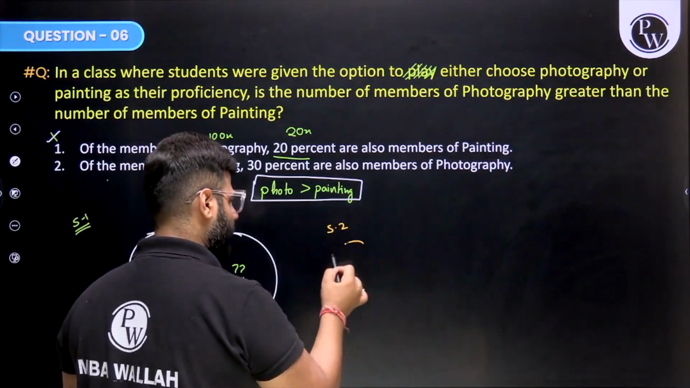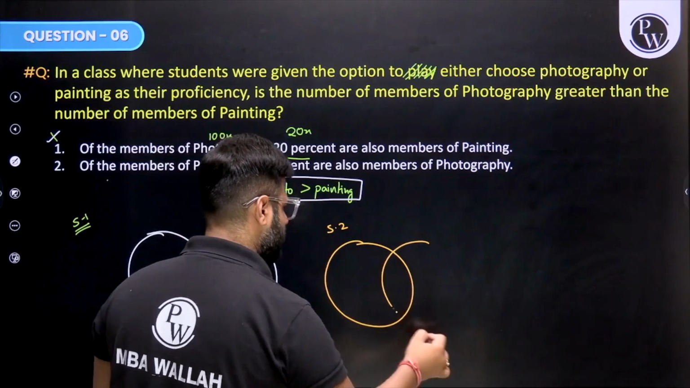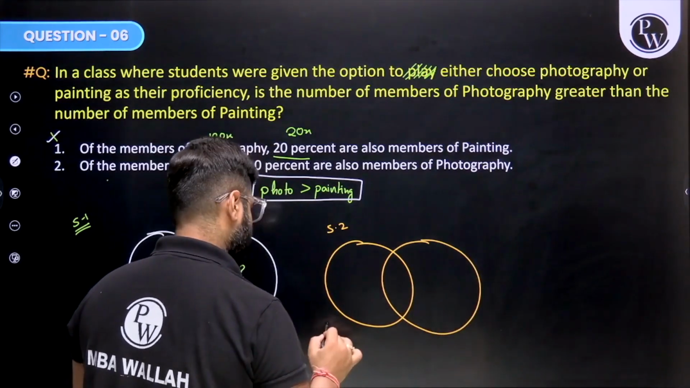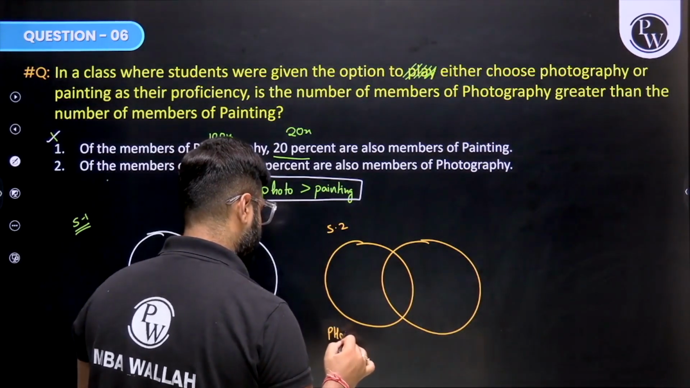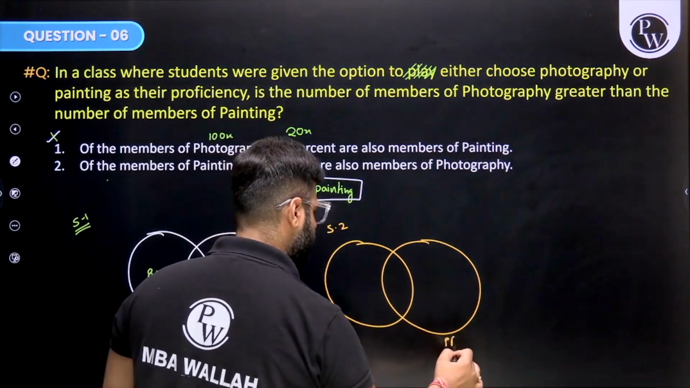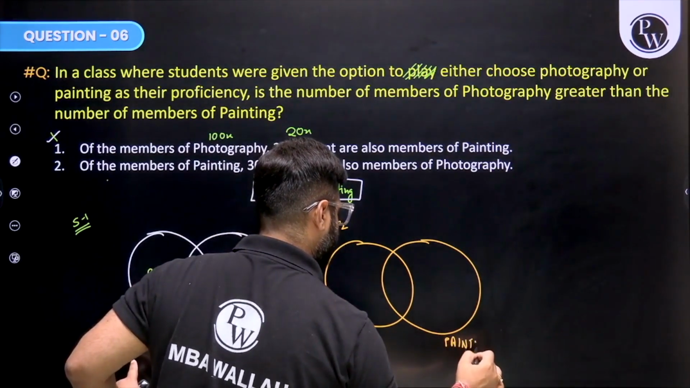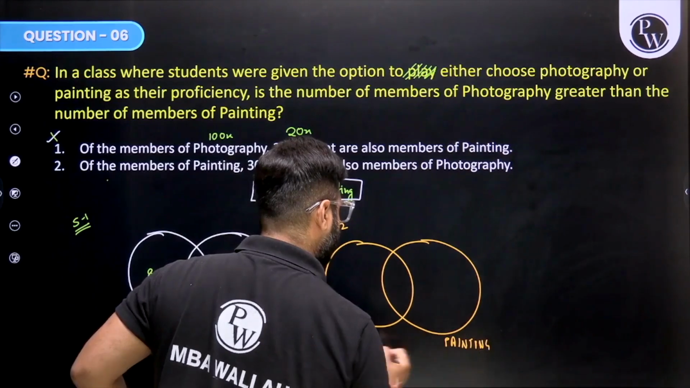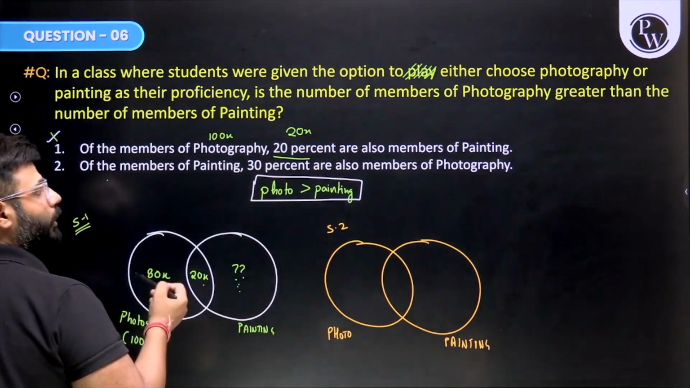Again, we have the two overlapping sets. One is this, another is this: this is photography, and this is painting. Remember this approach. This is a beautiful one, assuming the number to be 100x to get away from the fractions.